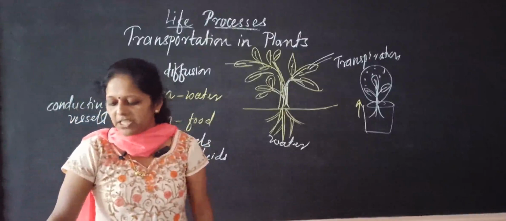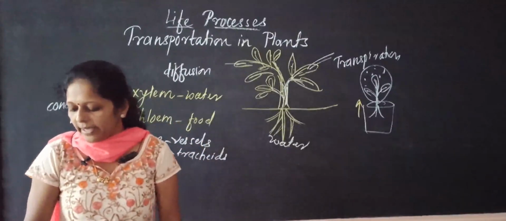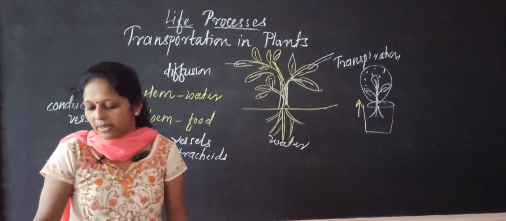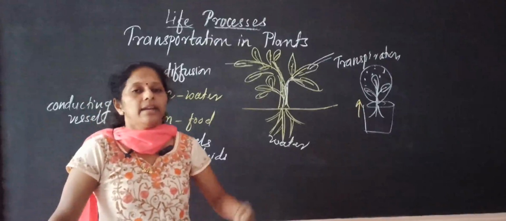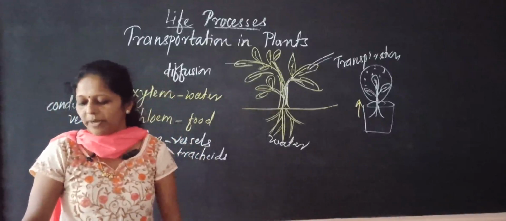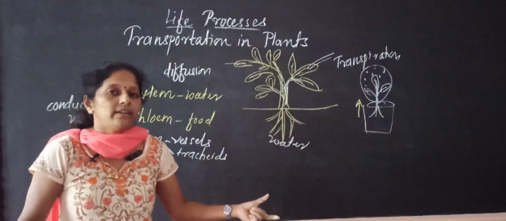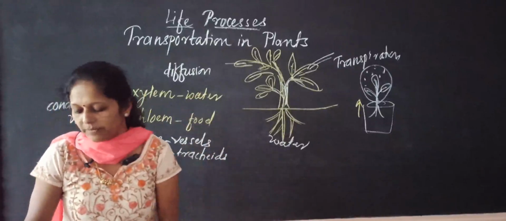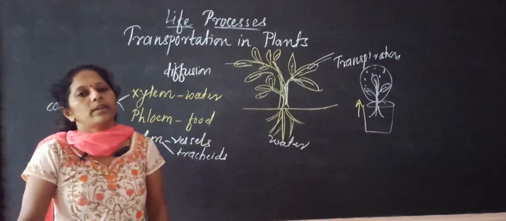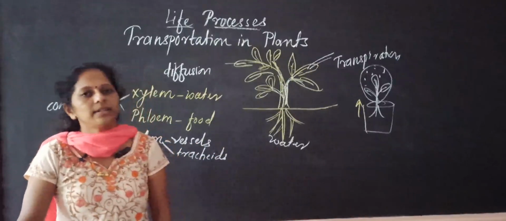The effect of the root pressure in the transport of water is more important at night. During the day when stomata are open, the transpiration pull becomes the major driving force in the movement of water. So this is about how the xylem, the conducting tissue, conducts water to the different parts of the plant body.